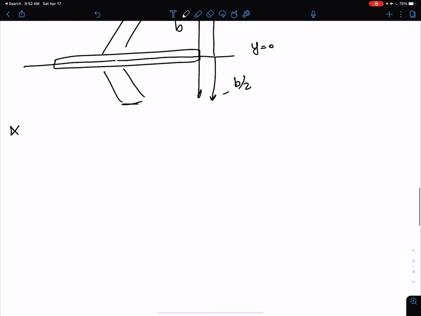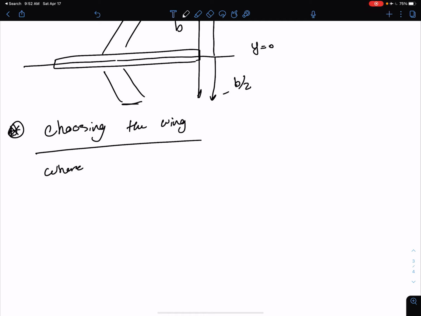There is another important part of the wing design and aircraft design in general. After choosing the appropriate wing, so far we have been talking about choosing the appropriate wing, right? Do you want to have a rectangular wing, a tapered wing, whatever? The next step is where to put that wing on the fuselage.